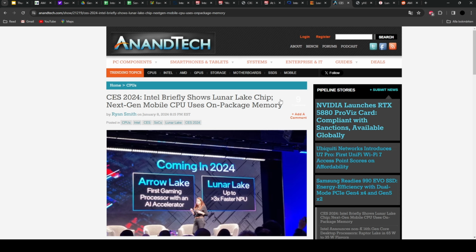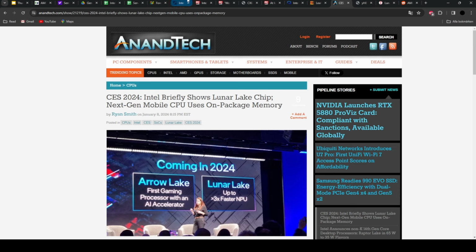And Arrow Lake will obviously be the rest of the mainstream laptops and desktops. It will probably go up to 70, 80, 90 watts and above in the desktop, obviously. So yeah, these are the products going to be launched this year for Intel and AMD. And in my opinion, it's a very interesting market, especially the mobile market.